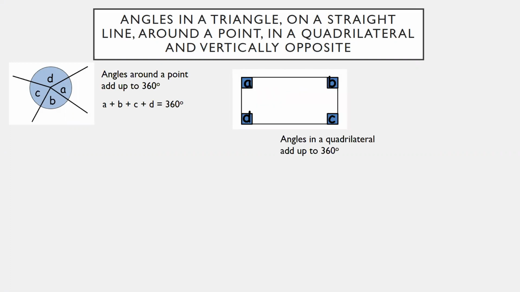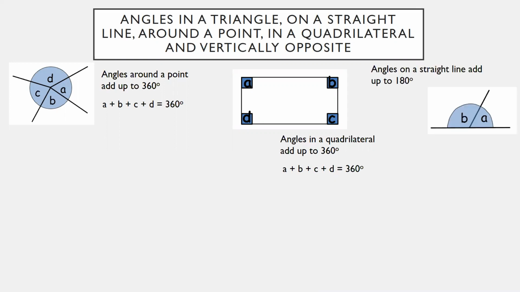We have angles in a quadrilateral. They also add up to 360. Remember, a quadrilateral is any four-sided shape. No matter what type of four-sided shape, they're always going to add up to 360 degrees.